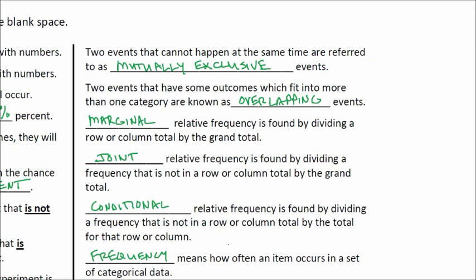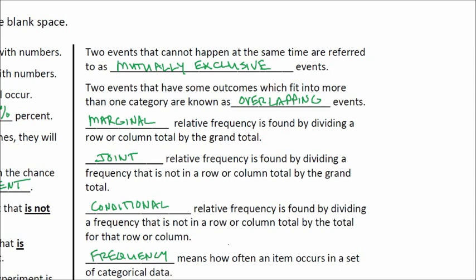Two events that have some outcomes which fit into more than one category are known as overlapping events. We did that example in class where we had students stand up who had a letter in their first name that was a C. Then we had students that stood up and the letter in their first name could be I. And then when we had all those same students with C and I stand up, we found out that by adding the two groups together, we didn't get the sum total because some students fit into both categories. So that's considered an overlapping event.